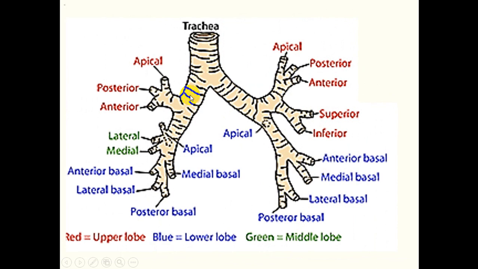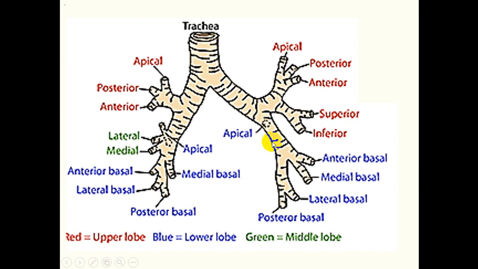On the right side, the secondary bronchus for the superior lobe is going to divide into 3 tertiary branches for the apical, posterior and anterior segment. Then the middle lobar bronchus is going to divide into 2 tertiary branches for the lateral and medial segment. And then the inferior secondary lobar bronchus is going to divide into 5 tertiary bronchi for the 5 segments of the inferior lobe: the apical, medial basal, lateral basal, anterior basal and posterior basal.